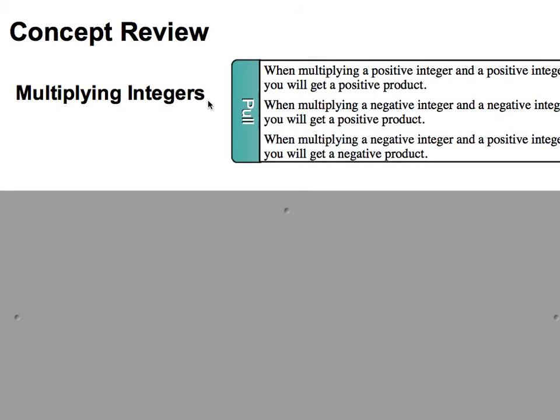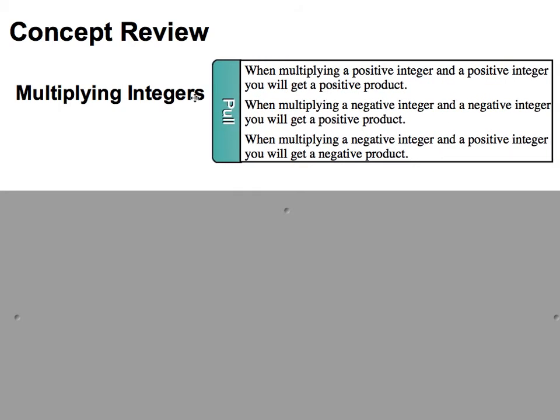So what you have to do is remember that when we're multiplying integers together, since our bases are no longer going to be only positive numbers, they're going to be negative numbers as well. We have to remember the rules for multiplying integers. When we multiply a positive integer and a positive integer, you will get a positive product. So your answer is positive. When you're multiplying a negative integer and a negative integer together, you're still going to get a positive product. And when you multiply any negative integer and a positive integer together, you're going to get a negative product. So that's all a review of grade 8.